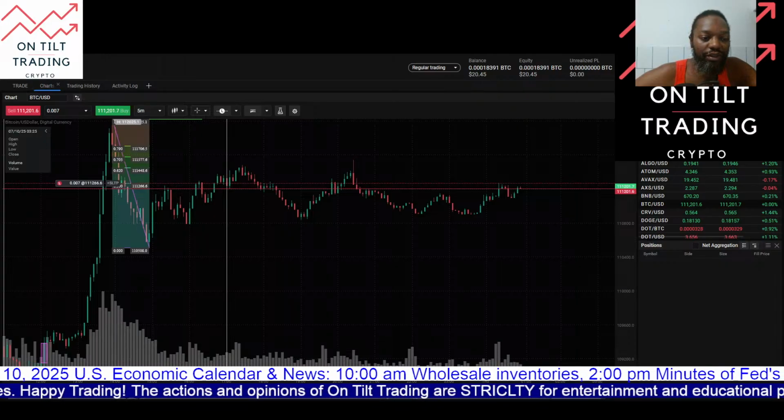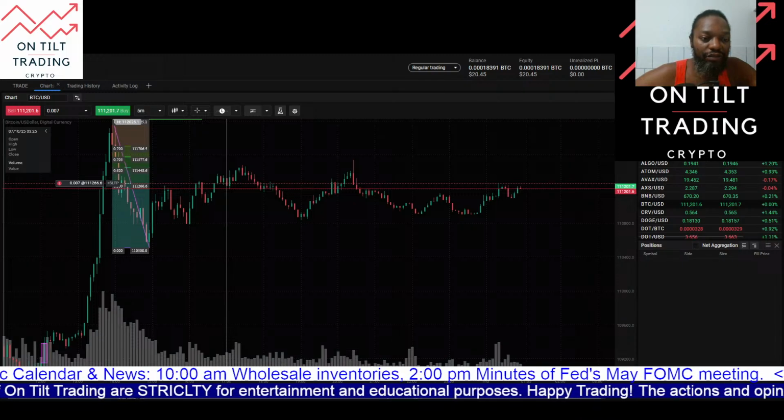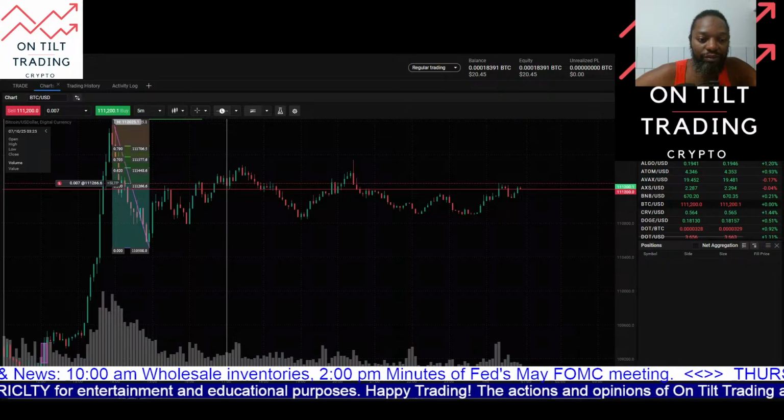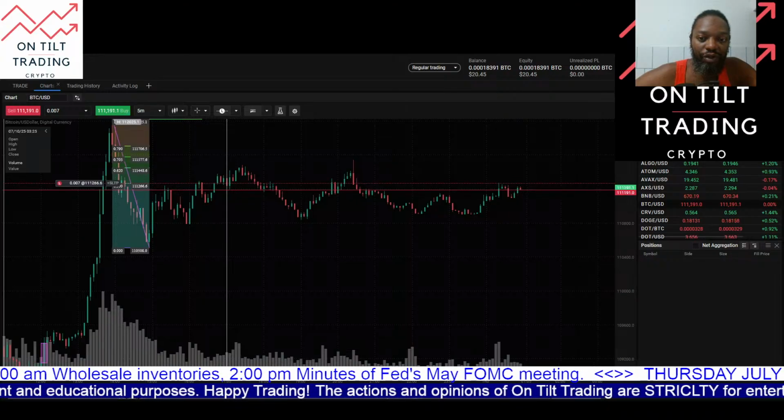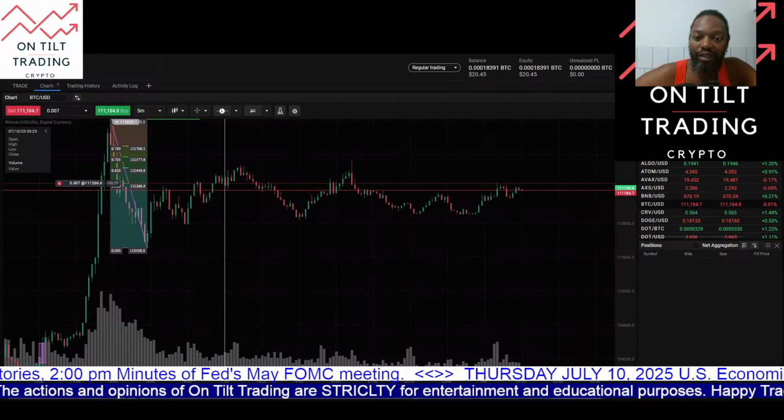So that would eliminate this market structure shift here, and I would be looking for the market structure shift as well down here to go long.